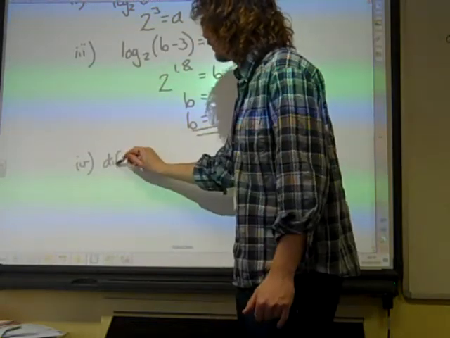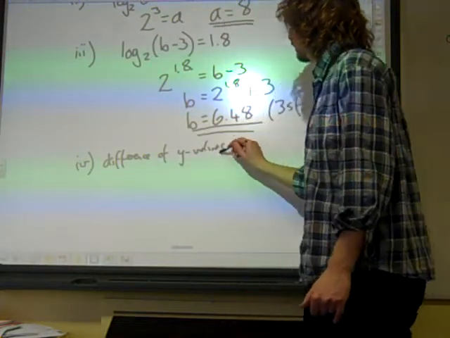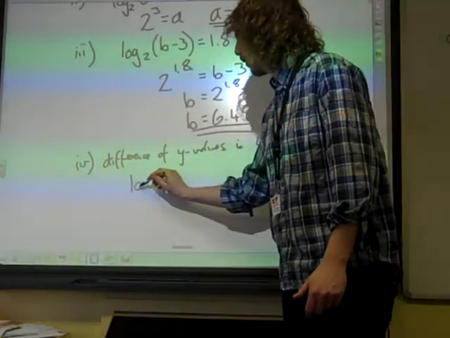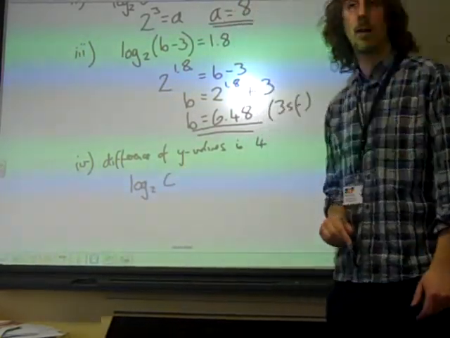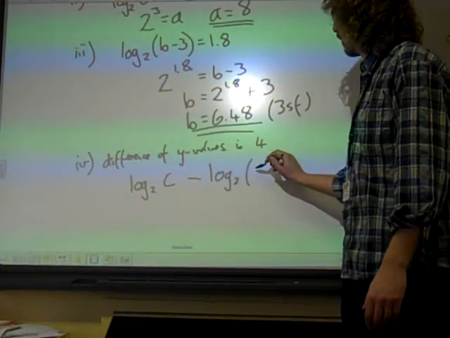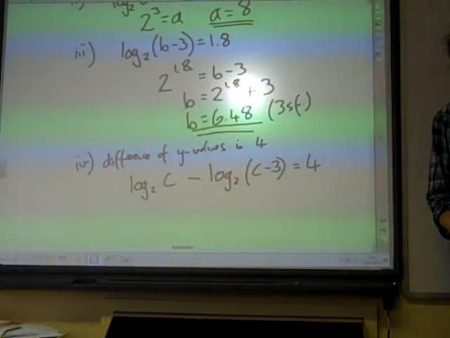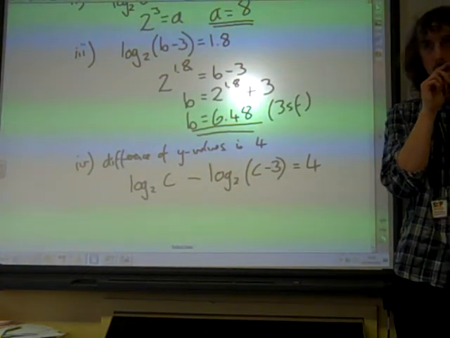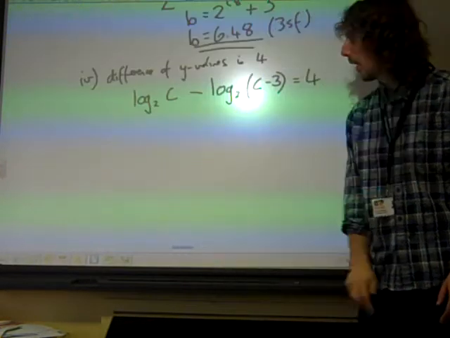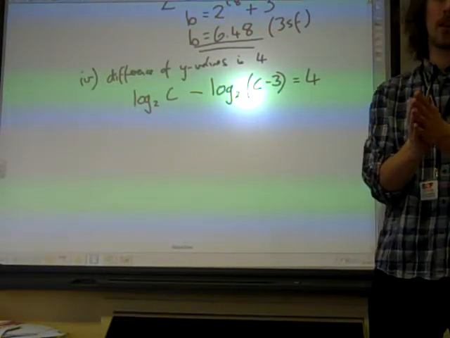The difference of the y values is 4. In other words, if we do log base 2 of c, that's the upper one, that's the first curve, take away log base 2 of c minus 3, that gives us 4. Now you really had to get that equation set up before anything else could happen.